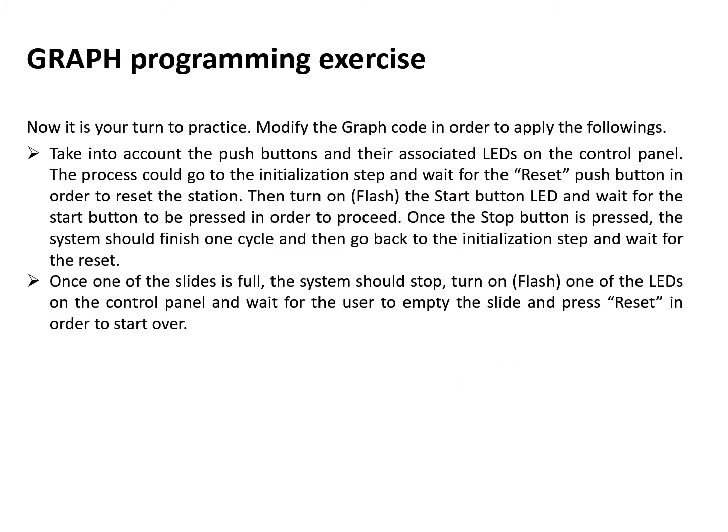Now it is your turn to practice. Modify the graph code in order to apply the following. Take into account the push buttons and their associated LEDs on the control panel. The process could go to the initialization step and wait for the reset push button in order to reset the station. Then turn on or flash the start button LED and wait for the start button to be pressed in order to process. Once the stop button is pressed, the system should finish one cycle and then go back to the initialization step and wait for the reset.